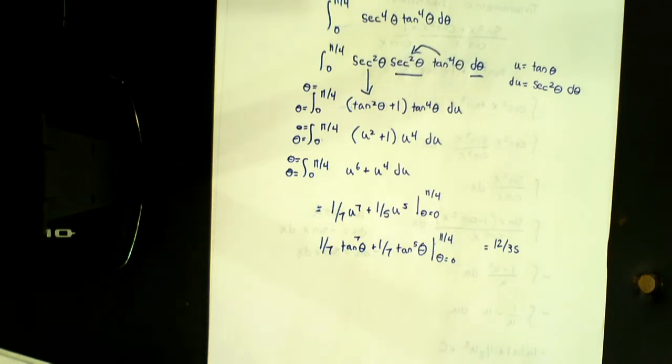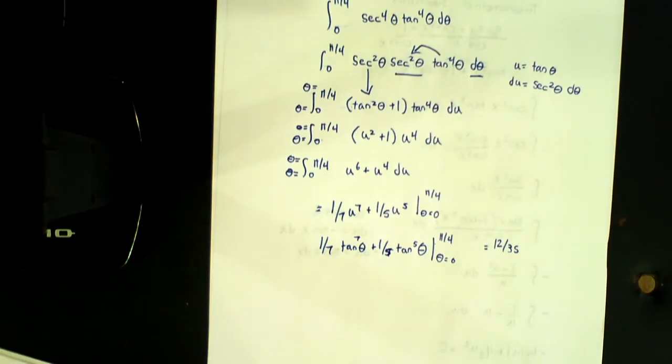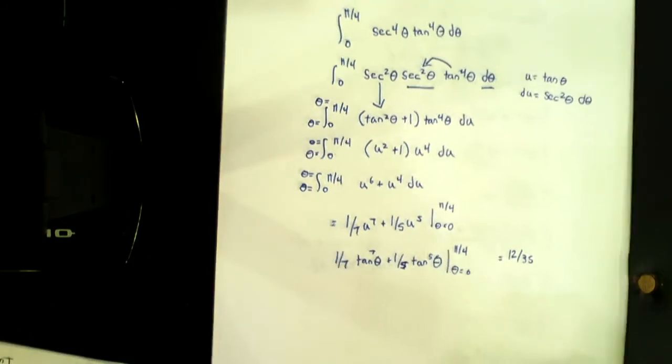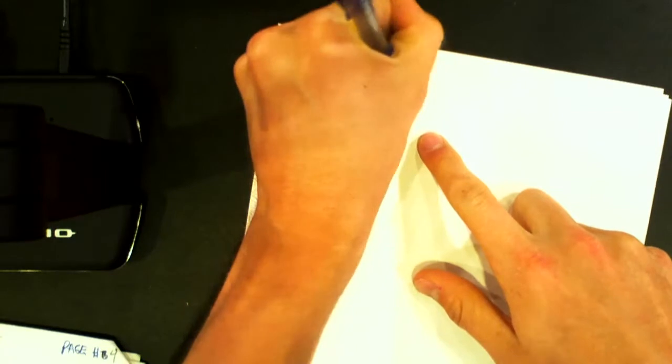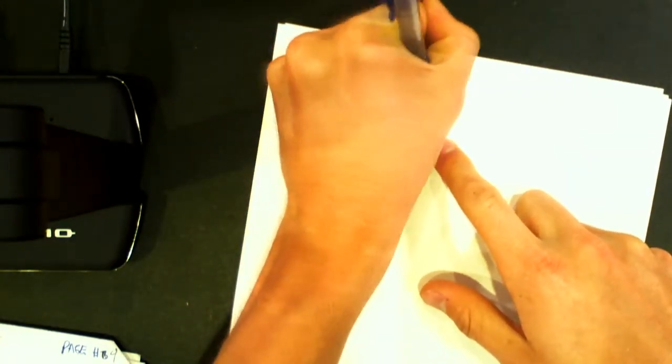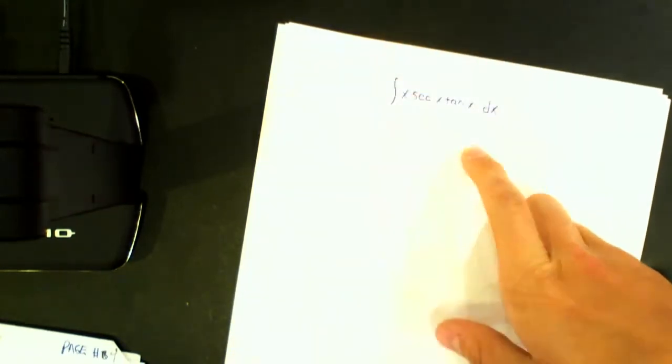I think you just made a mistake on that second one. You put 1 over 7 tangent to the 7 plus 1 over... oh, it's 1 over 5? Yeah, autopilot. I wrote it on the step above. Just substitution. Okay, so moving on. This one's a little simpler.